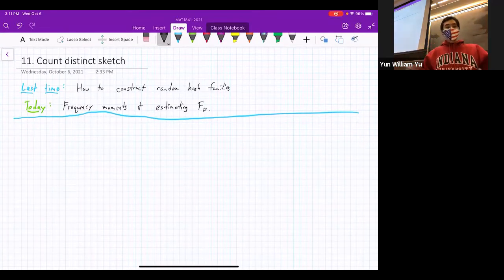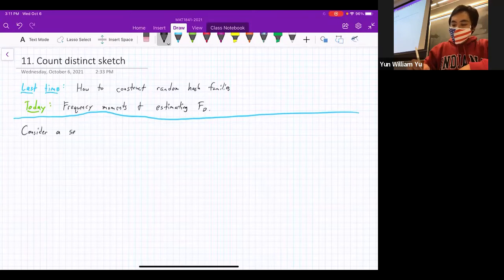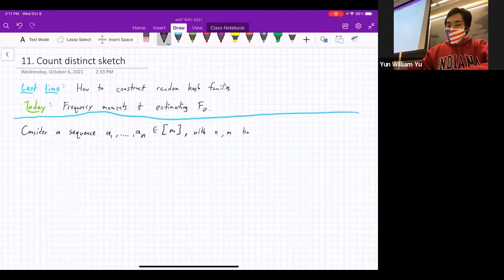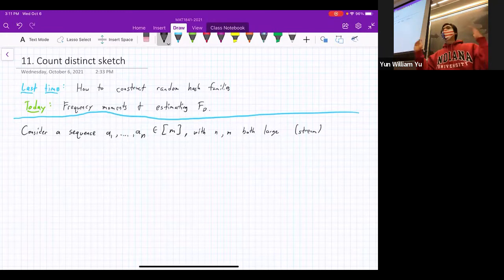So let's get started, and let's talk about our model. So consider a sequence A1 through AN, which are all in [M], the set of integers from 1 to M or 0 to M minus 1. I'll be using the two interchangeably, so hopefully that's not too confusing. With N and M both large. And so this is what we're going to call a stream. And we're going to get too many items to store everything. And this is going to make us sad because we want to know some things about the overall statistics of the stream. So what can we do?